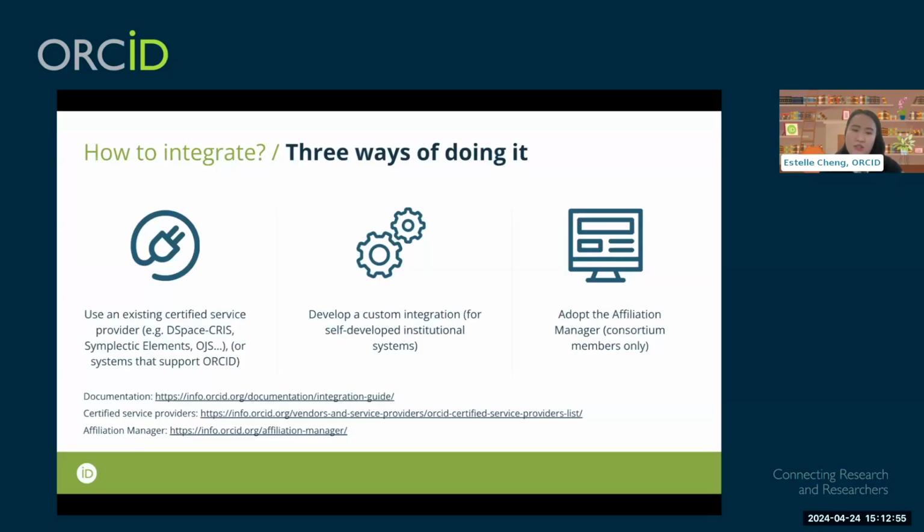The second option is to develop a custom integration. If you have any kind of customized, self-developed system, that also can be integrated with ORCID. And the third option, or maybe the fourth option, is called Affiliation Manager. This feature is exclusive to current ORCID Consortium members, and it is a tool for you to connect those affiliations using this system.